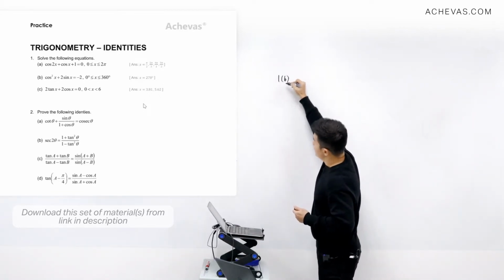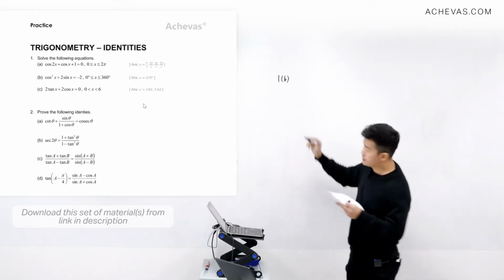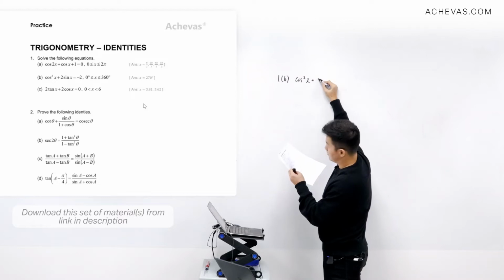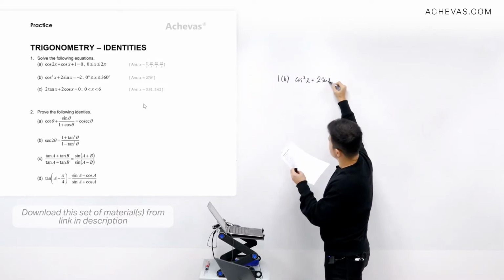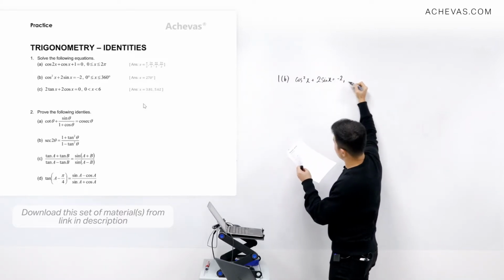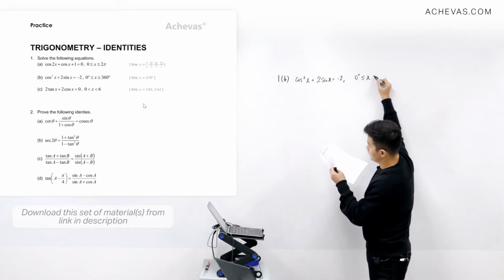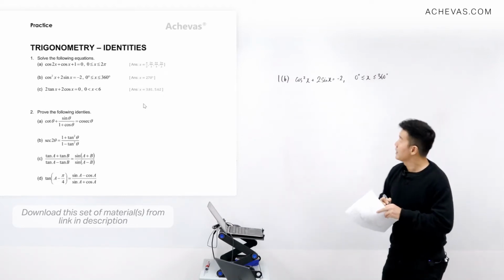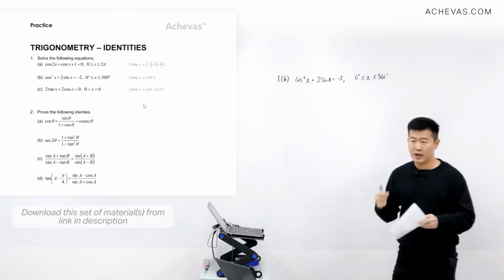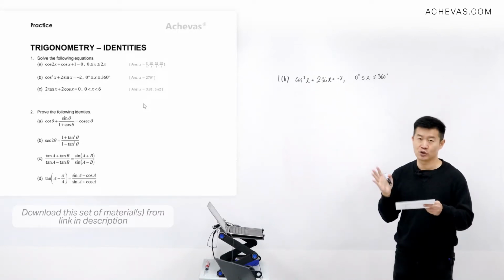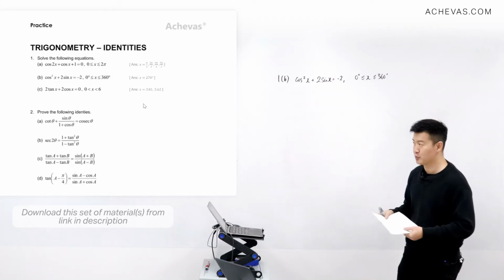So 1b, we are looking at cosine square x plus 2 sine x is minus 2, and this time we are working in degrees, where x is going to be between 0 degrees and 360 degrees. So now I have an equation with two trigonometric functions, sine and cosine, and that is not good. We should have just one single trigonometric function.